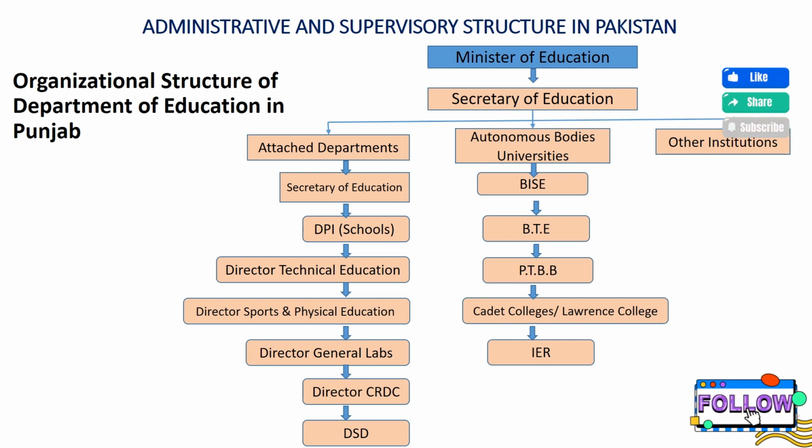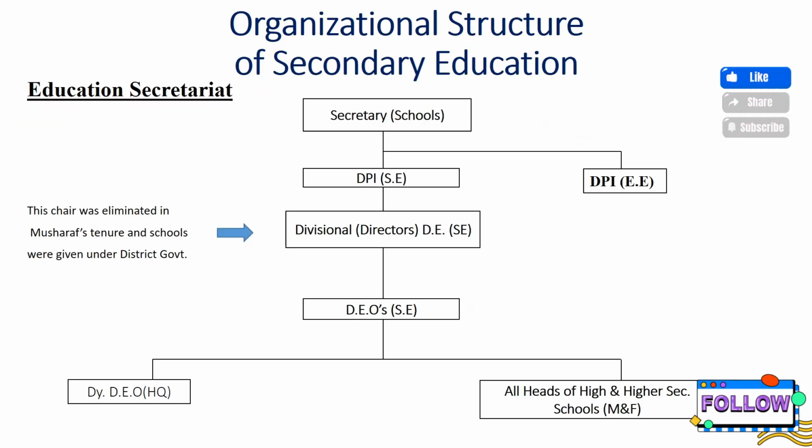The next is autonomous bodies or universities. They have all these boards as well as colleges and the IER and other institutions. We will discuss the other autonomous bodies of universities. The next is the Education Secretariat. The Secretary of Schools, DPI School, SEL are the secondary education or elementary education divisional directors. This structure was eliminated in the Musharraf tenure and schools were given under the district government.